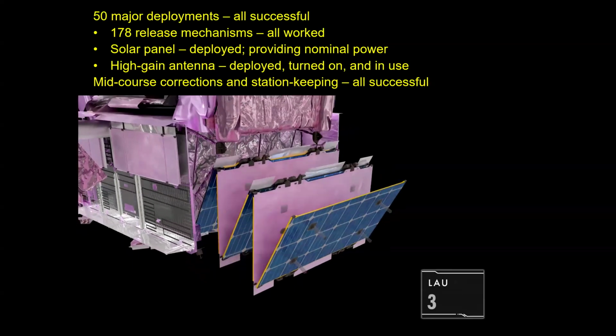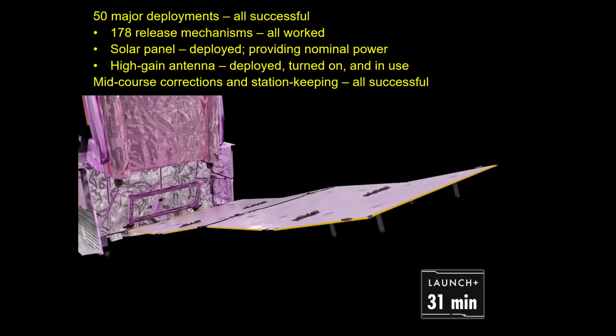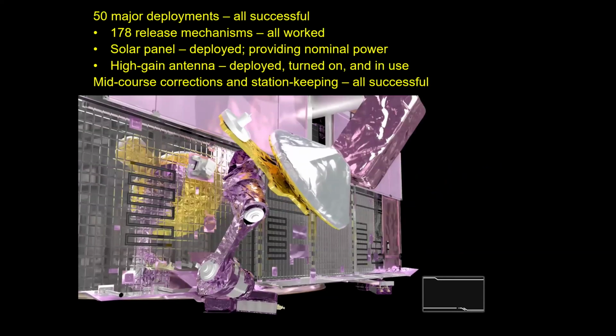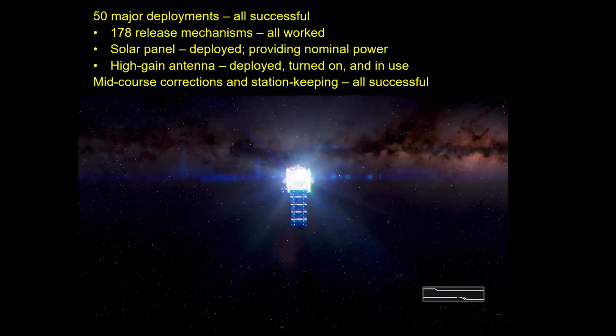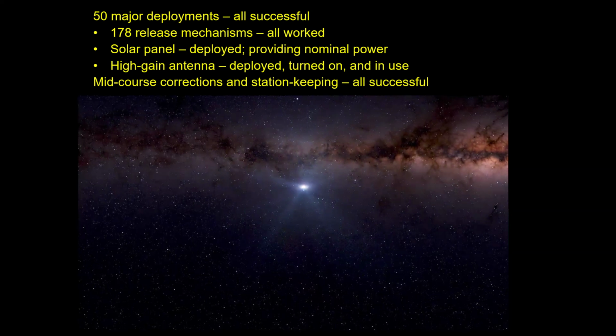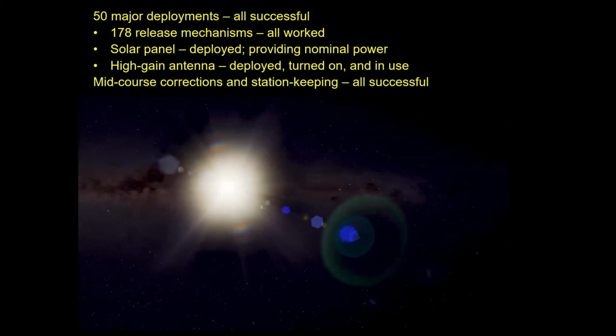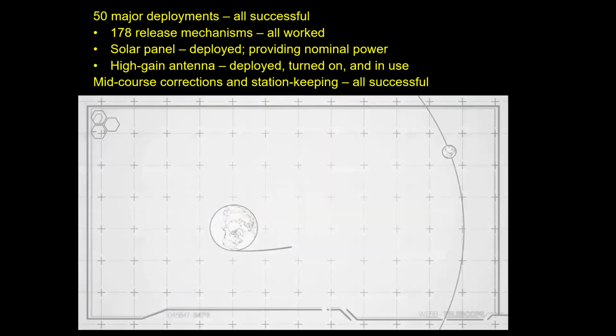Okay, the launch was very successful. Right after launch, lots of deployments occur. First, you saw the solar array come out so that we could become power positive. We're operating on batteries up to this point. And then you saw the high gain antenna come out so that we could start communicating with the Webb.